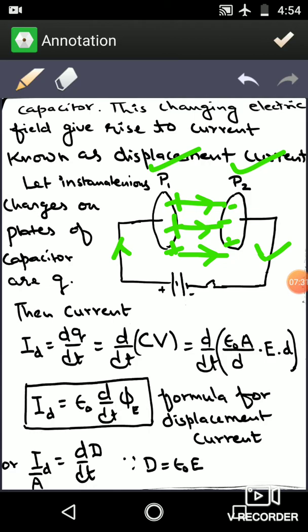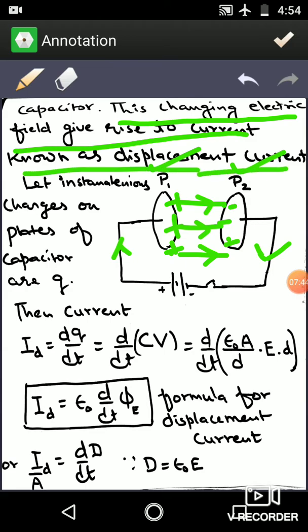Okay, let us read here. The changing electric field gives rise to current known as displacement current. Therefore, if there is change in electric field in a bounded region, it generates a current, and this current is known as displacement current.